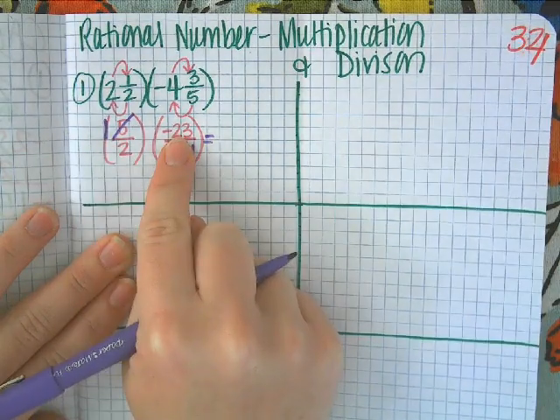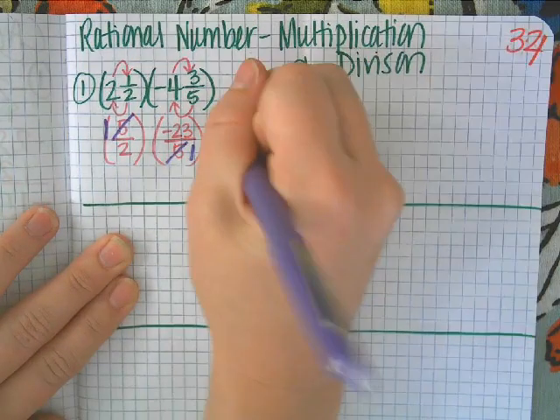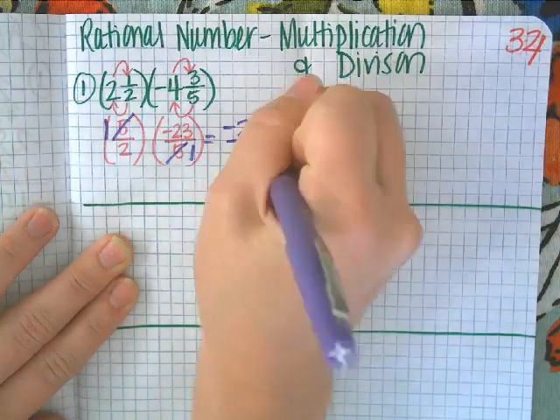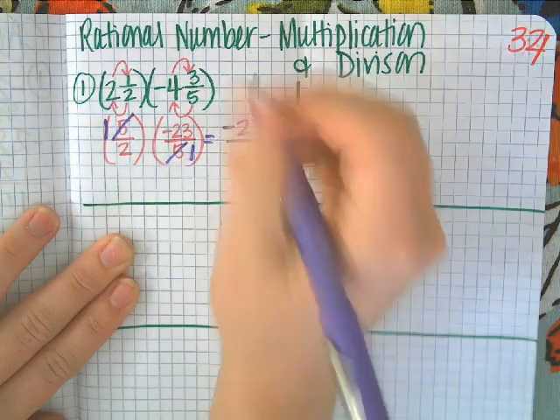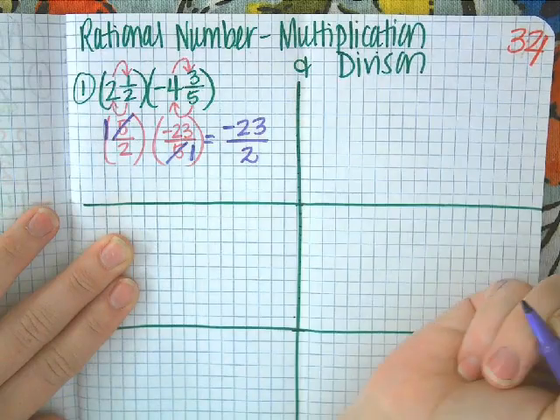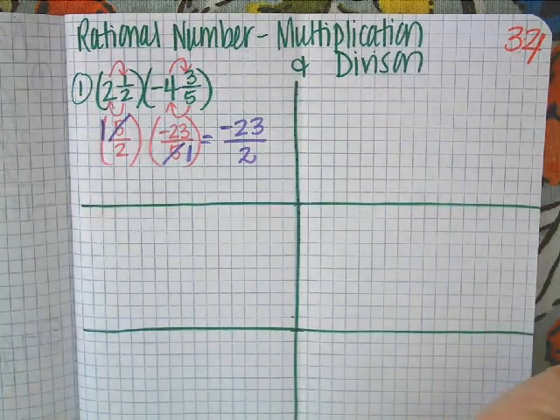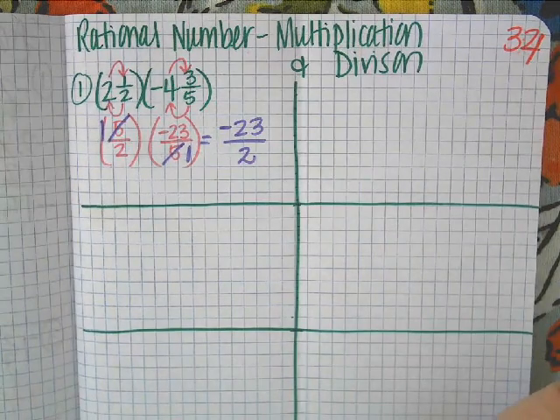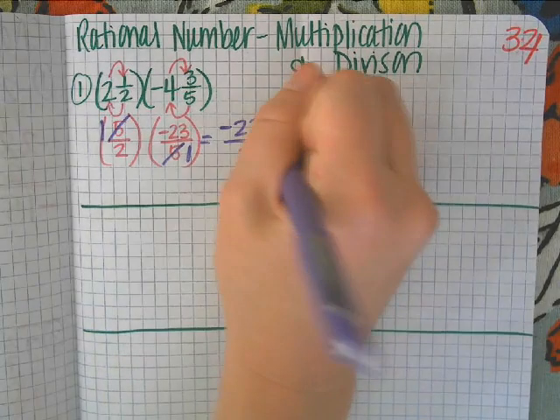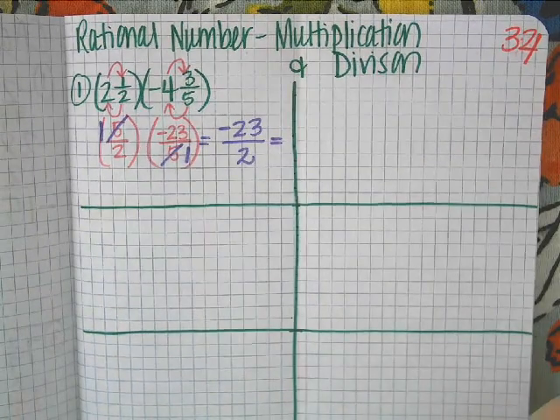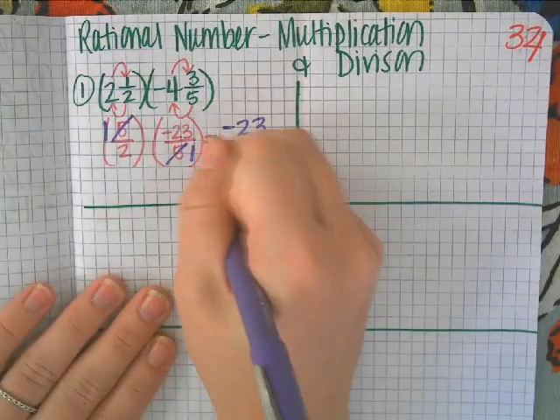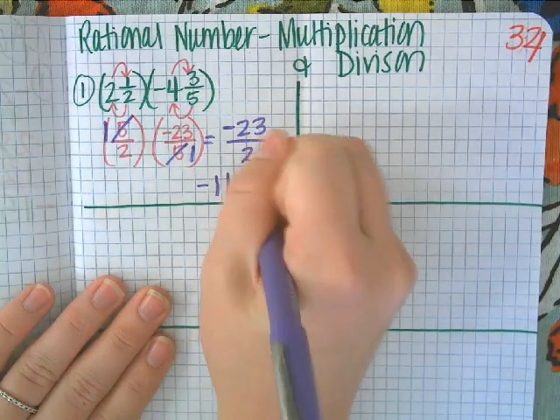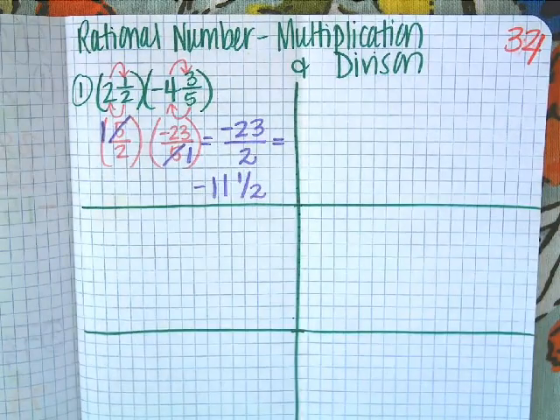1 times -23 is -23. And 2 times 1 is 2. Now, if you're entering your answer into Canvas, you are going to enter it as -23/2. Or if it's a multiple choice question, you're probably going to look for the answer -11 1/2. Let's move on to question number 2.